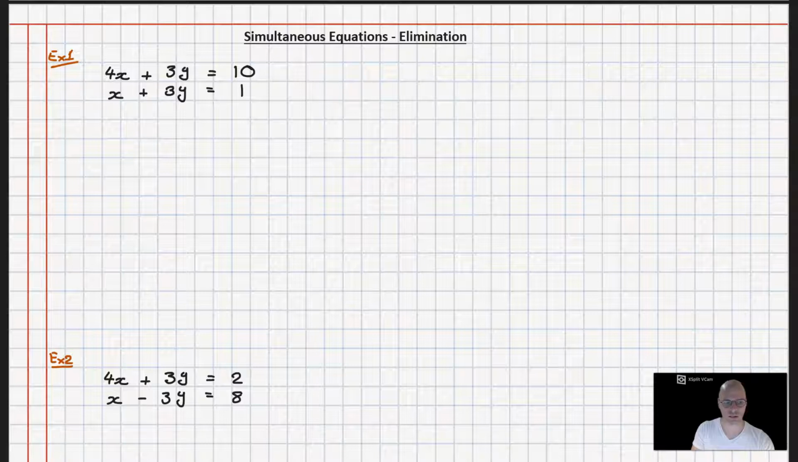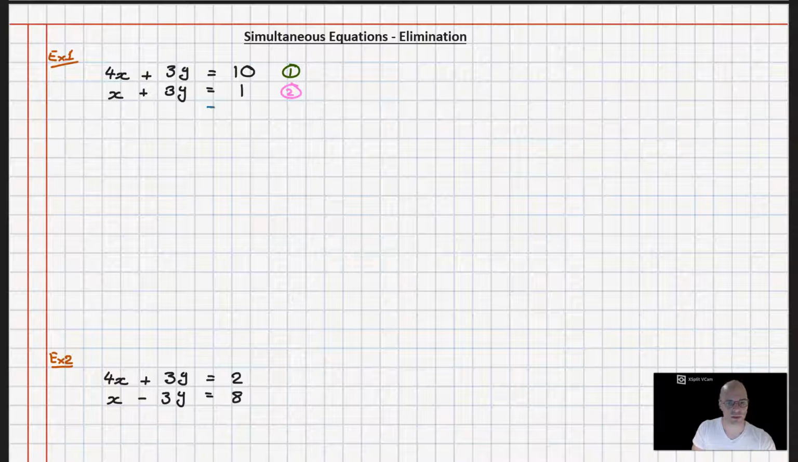Looking at example 1 here, we've got 4x plus 3y equals 10. That's our equation 1. And then we've got x plus 3y equals 1. That's our equation 2. What we're going to do here is subtract equation 2 from equation 1 with the intention of eliminating the term 3y.